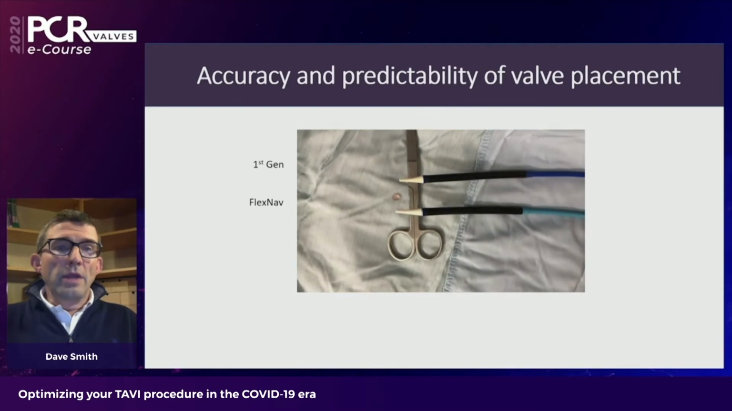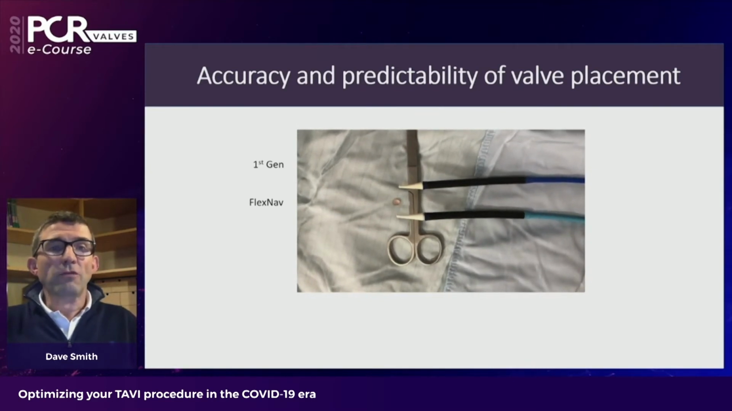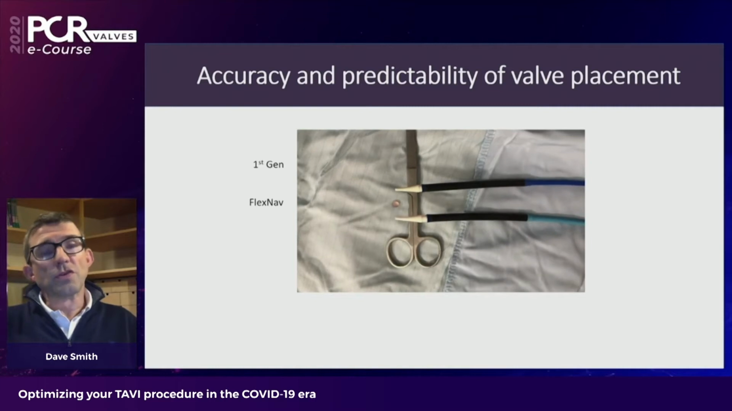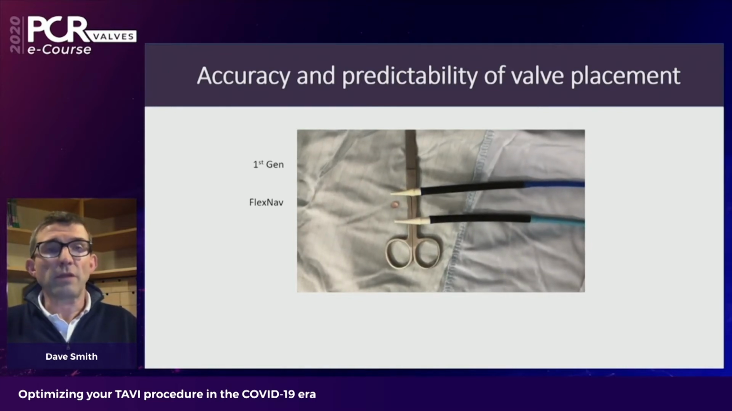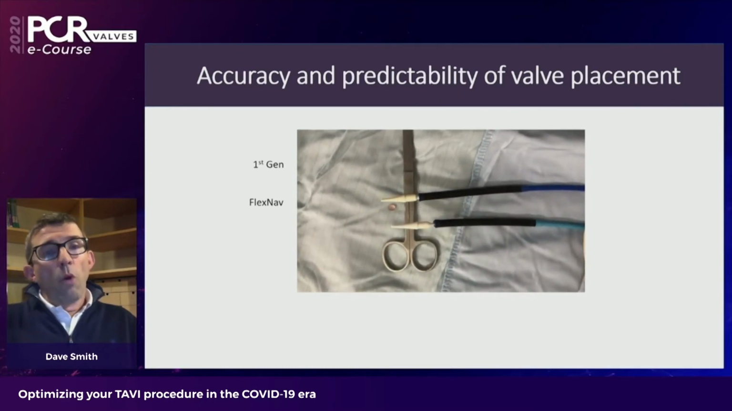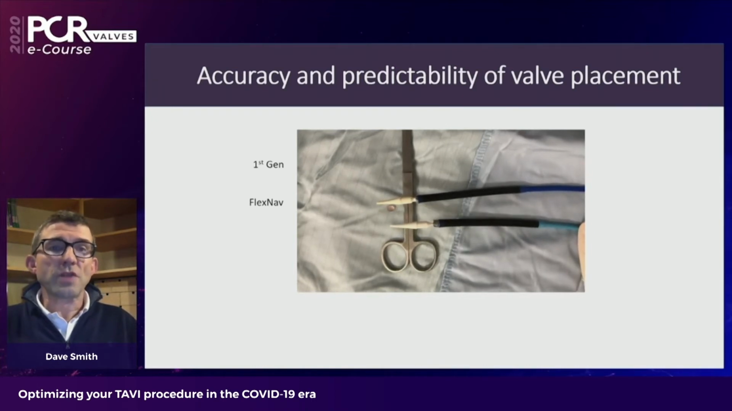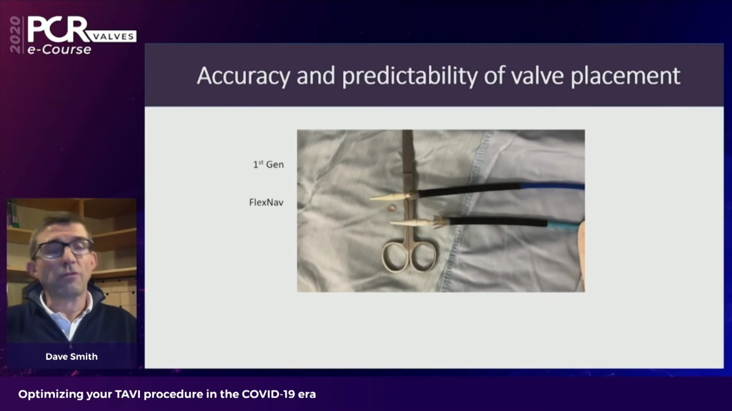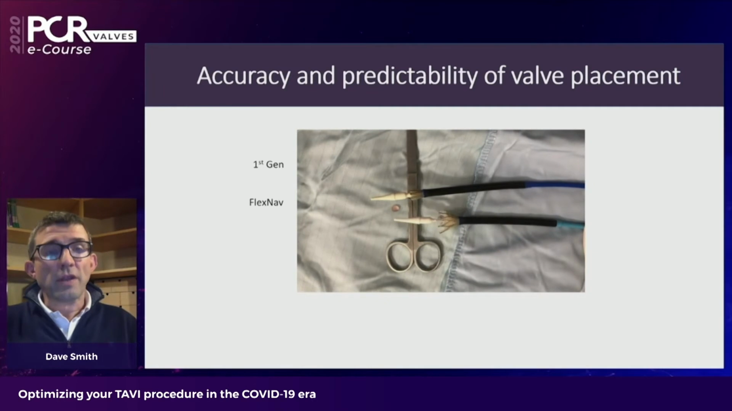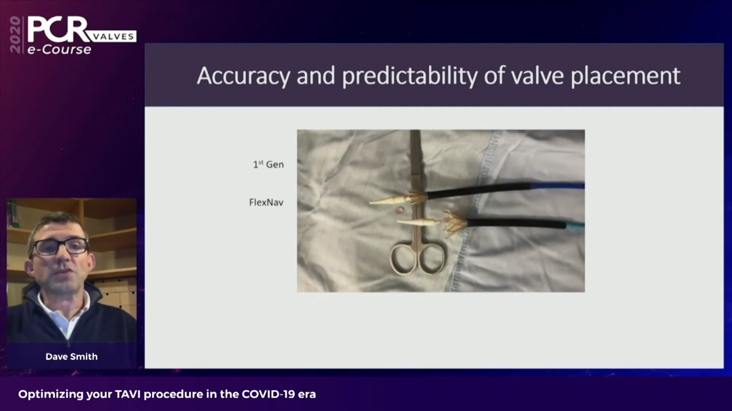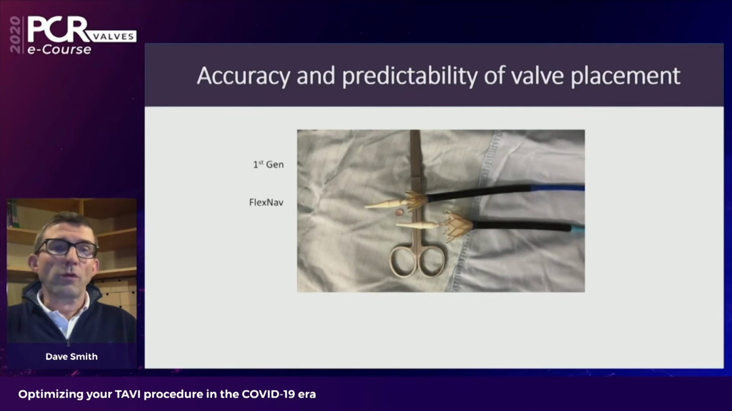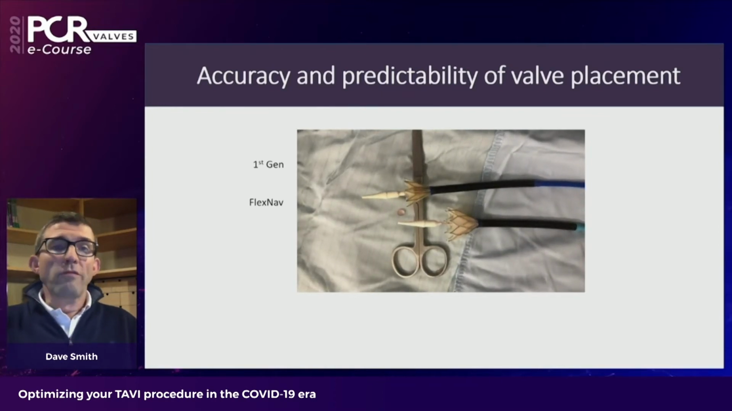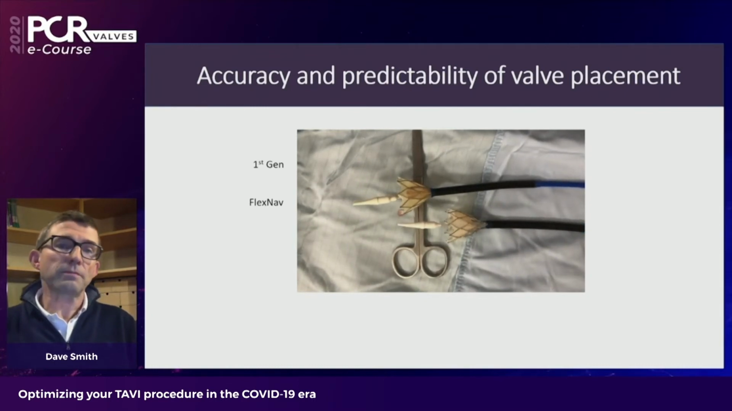In terms of the accuracy and predictability of valve placement, this is a video of the 2 systems, first generation on the top, FlexNav delivery system on the bottom, being simultaneously deployed on the table of my catheter lab. And what you can see with the reference point of the scissors there is that the first generation valve has a tendency to dive, in this case from right to left, or as we know it in the body, into the left ventricle, whereas the FlexNav system is both smoother to deploy, but also ensures stability of unsheathing and therefore positioning inside the native aortic annulus.